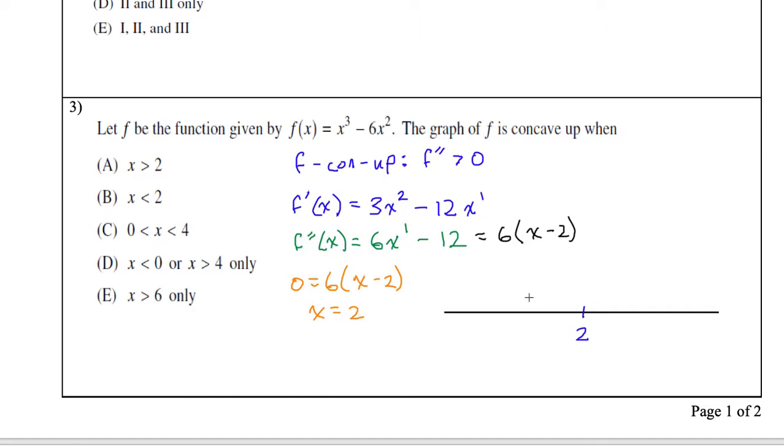The nicest number I can think of is 0. When I choose 0, 0 minus 2 is a negative. This is always a positive. Positive times a negative is a negative. I know that I have a negative interval over here, which means I have f, I don't even need to say f. I know it's f.